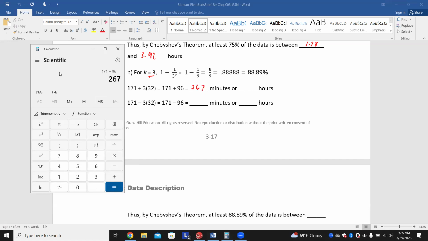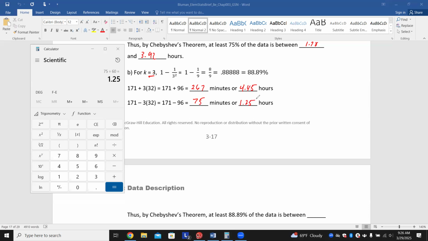Again, if I want to do that in hours, I would simply divide that by 60. So that's 4.45 hours. And vice versa, if I want to find the left side of the data, the lowest part of the 89% would be 171 minus 96. Hold on, 171 minus 96 is 75, sorry. Now we're going to divide that by 60, which gives us 1.25 hours.